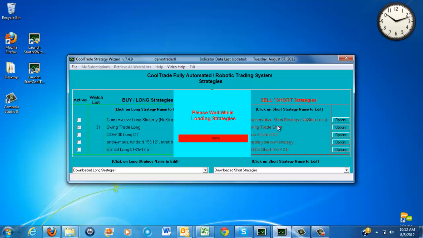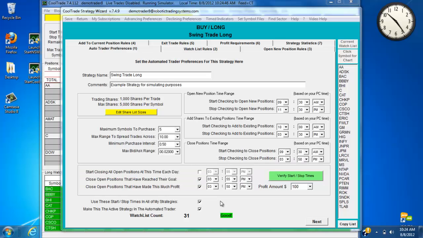Here we go. The strategy wizard is now loaded. This is the back end of the system where we create our strategy. It's made up of 7 tabs. It's all point and click, no programming required, and very easy to use. You can see the name of the strategy here, which is swing trade long. This is the long side of the strategy.